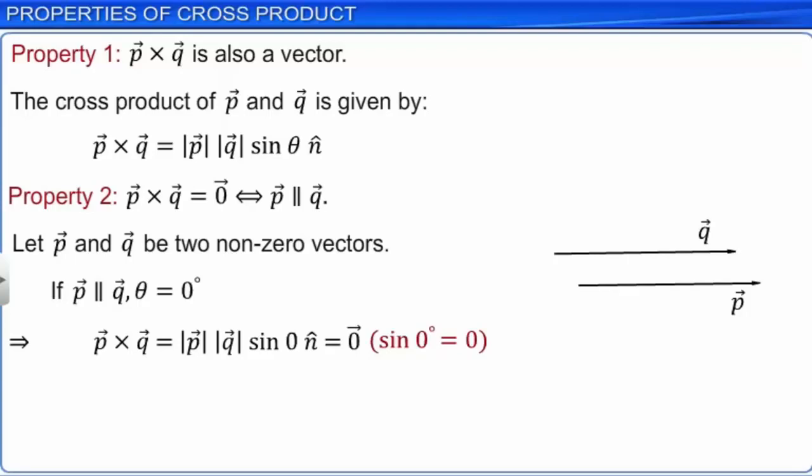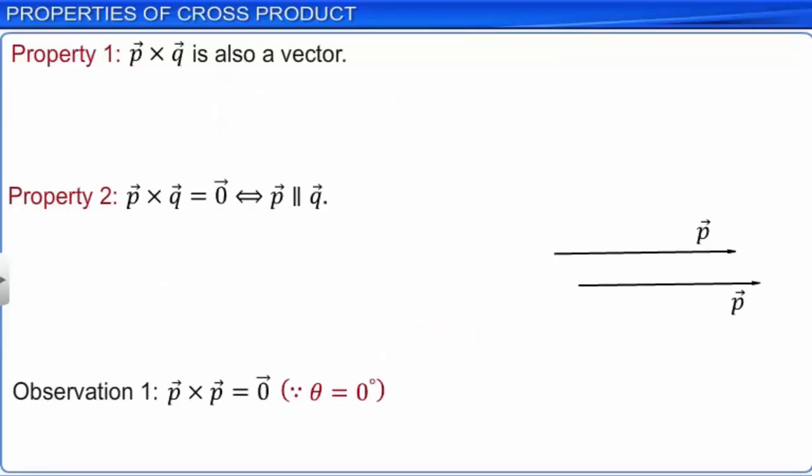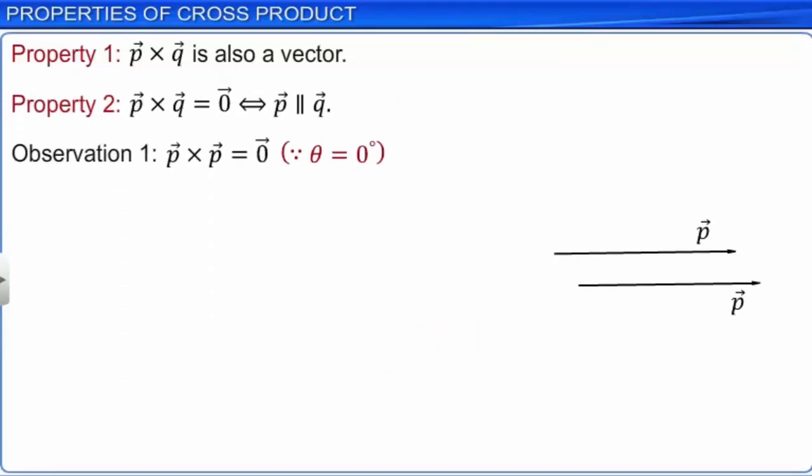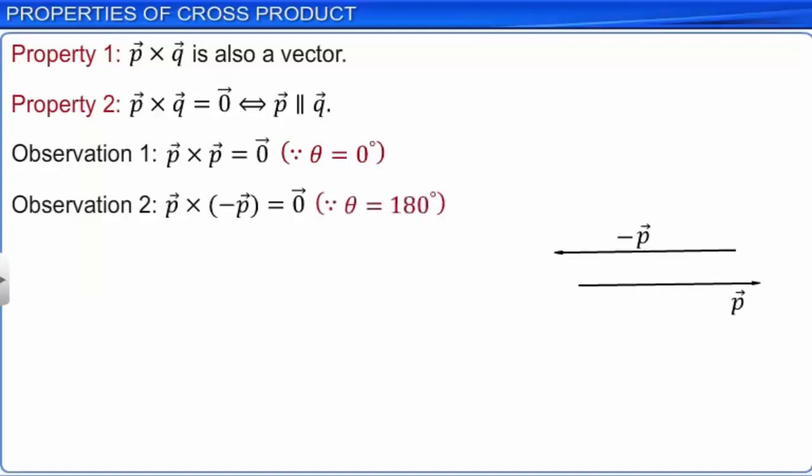This leads to some interesting observations. Since every vector is parallel to itself, the cross product of a vector with itself is a zero vector. Also, the negative of a vector makes an angle of 180 degrees with the given vector. Since sine 180 is also zero, the cross product of a vector with its negative vector is also a zero vector.